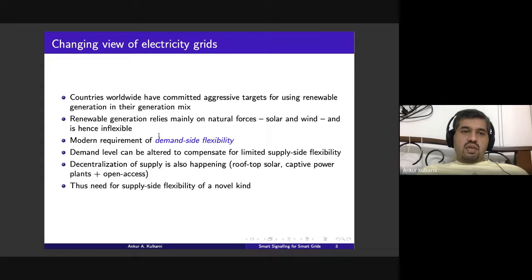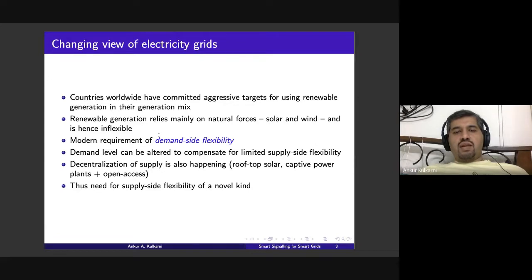The modern view, however, is different from this, because countries worldwide have committed to very aggressive targets for using renewable generation in their generation mix. And this is because of climate change, because of the finiteness of fossil fuels, and the unpredictability of oil prices, coal prices, and so on.